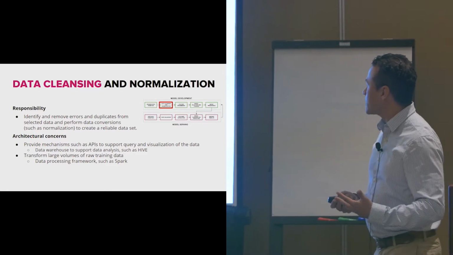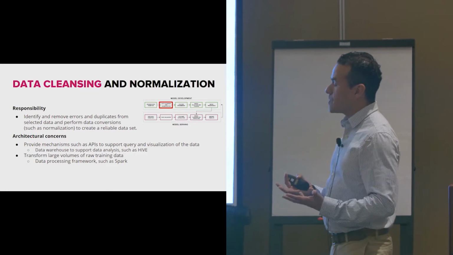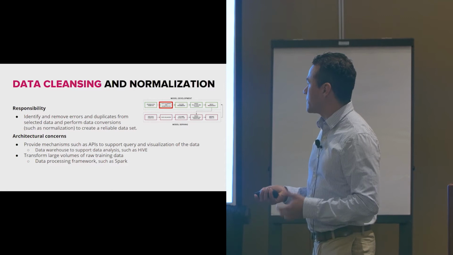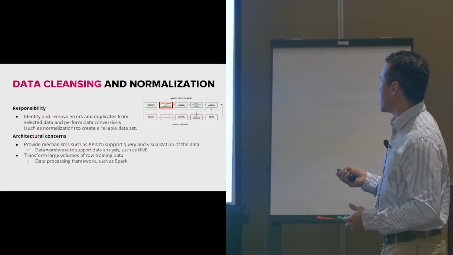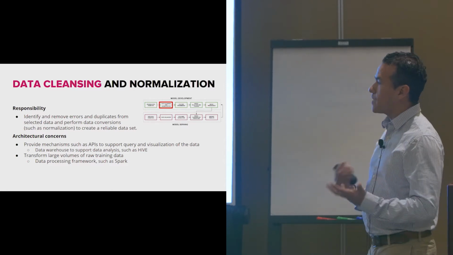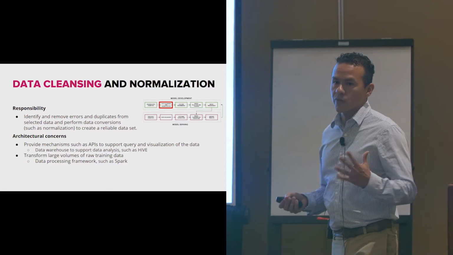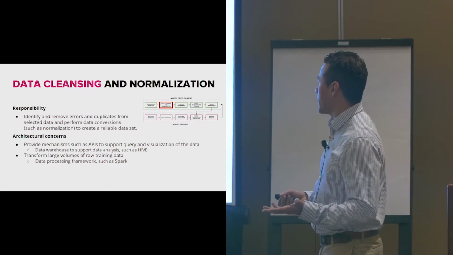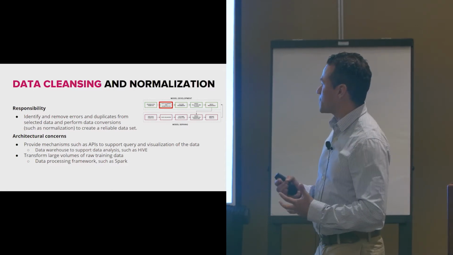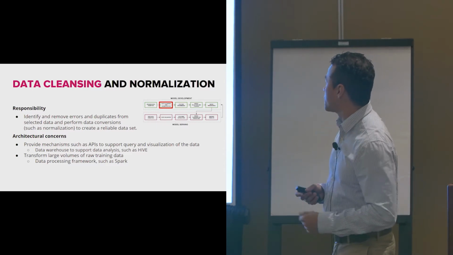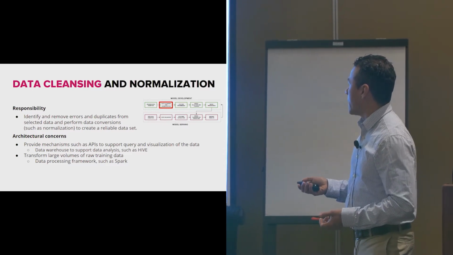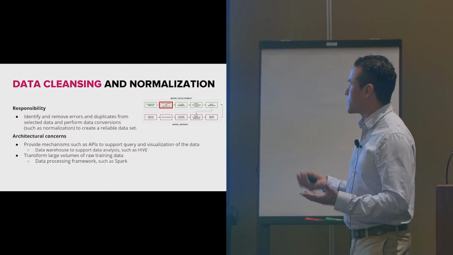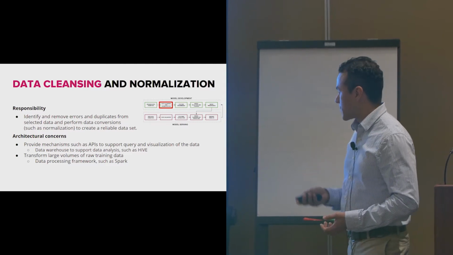As architects, what we need is to give them support so that they can perform these activities. Some of the concerns associated with this include providing mechanisms and APIs to support the query and visualization of the data and the ability of transforming large volumes of raw training data. So here are some decisions that can be made to support these particular concerns.